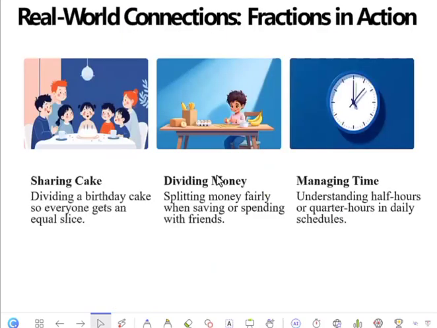So let's move to the next. How do you apply fractions in real life situations? Like the previous slide where we talked about the pizza, you can share cake equally, like in a birthday party. Make sure you cut your cake equally. Everyone gets an equal slice of the cake, so that will be fair in our sharing.